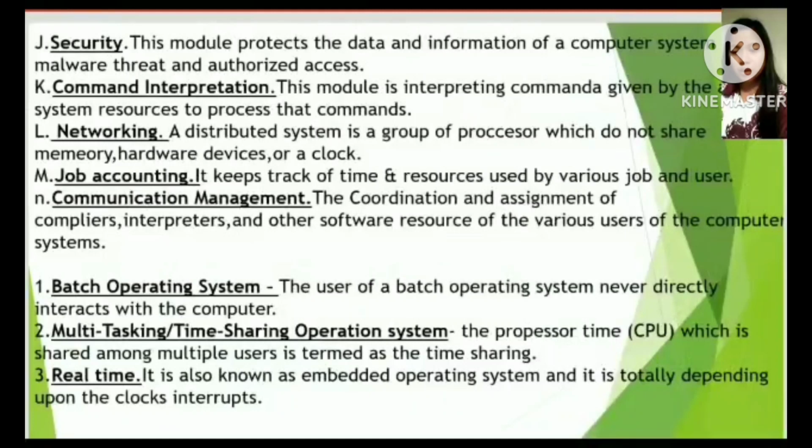Number 1, the batch operating system. Jobs are batched together and run as a group. The user of a batch operating system never directly interacts with the computer. In this type of OS, every user prepares his or her job on an offline device like a punch card and submits it to the computer operator.